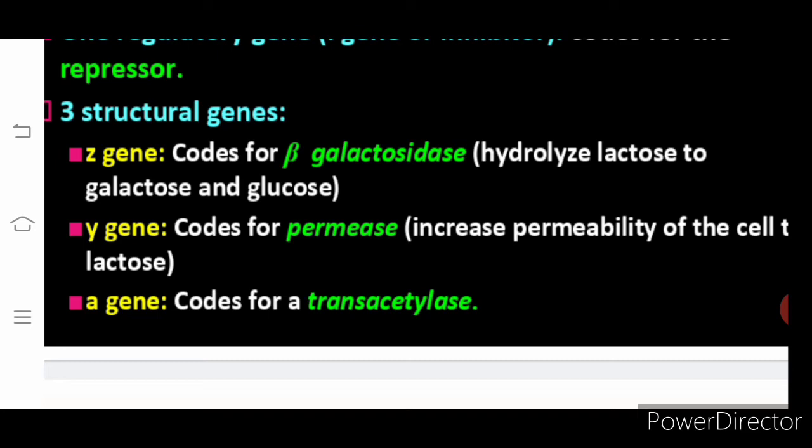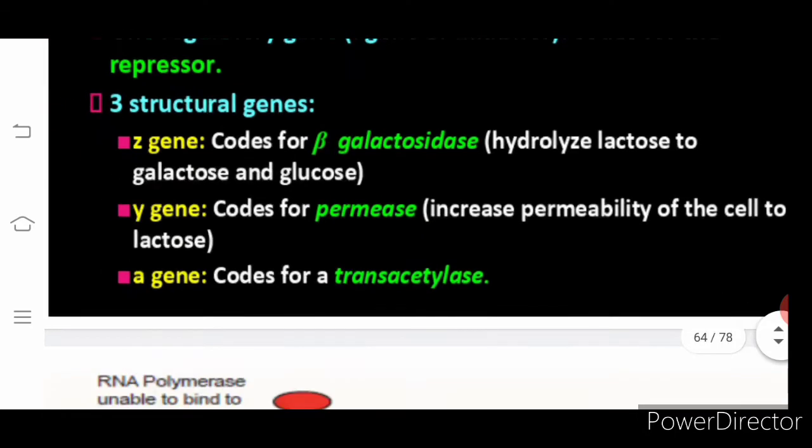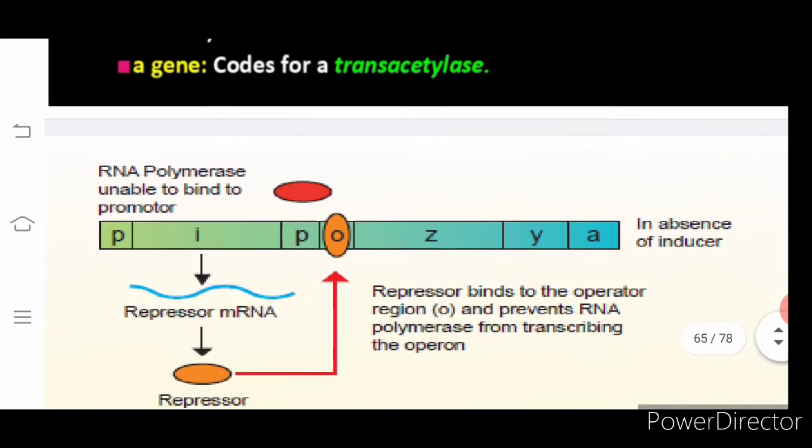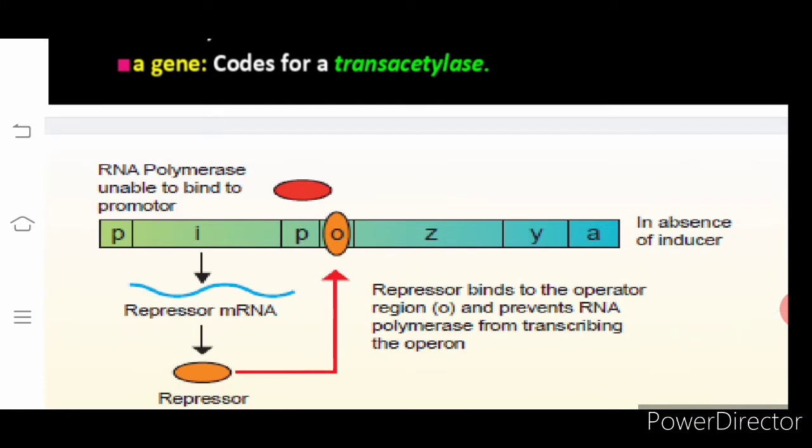The Z gene codes for beta galactosidase. It helps in hydrolyzing lactose. Once lactose is hydrolyzed, it forms galactose and glucose. The Y gene codes for permease. It increases the permeability of the cell, so the cell can allow lactose inside. That is what is called permeability. Then the A gene codes for trans-acetylase.